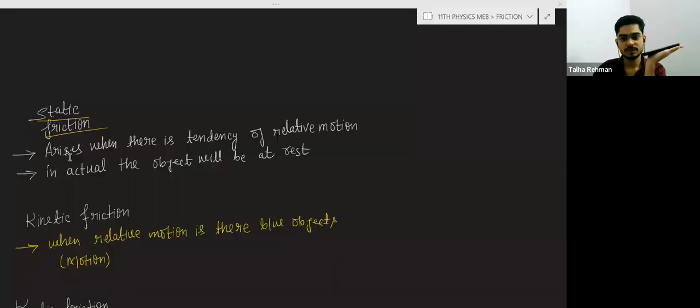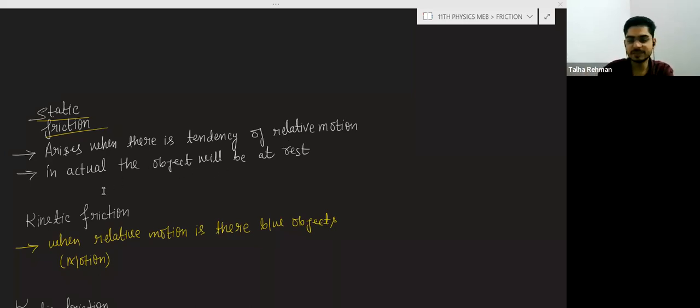Why is this not moving? Because of the friction between my hand and the surface of this phone. I have applied the force, and this is not moving. At this point also, there will be a friction force, and that friction force is known as the static friction force. If someone is saying now will there be a friction force, no, now there will be no friction force. Suppose I have applied some force, now there will be some friction force, because this object on applying the force will have a tendency of motion. It arises when there is a tendency of relative motion. If I am saying motion, it means relative motion. In actual, the object will be at rest.